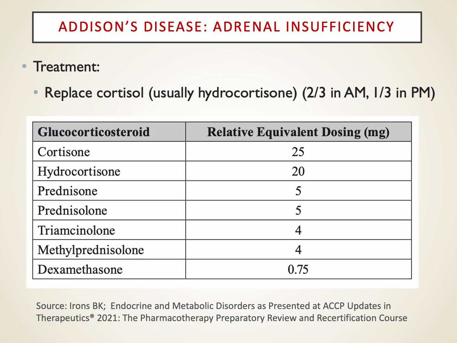Our treatment is to replace cortisol, usually with hydrocortisone, with 2/3 in the morning and 1/3 in the evening. You could consider some of these other corticosteroids as well. Most often, though, not dexamethasone, because it's virtually all glucocorticoid and not a lot of mineralocorticoid activity.